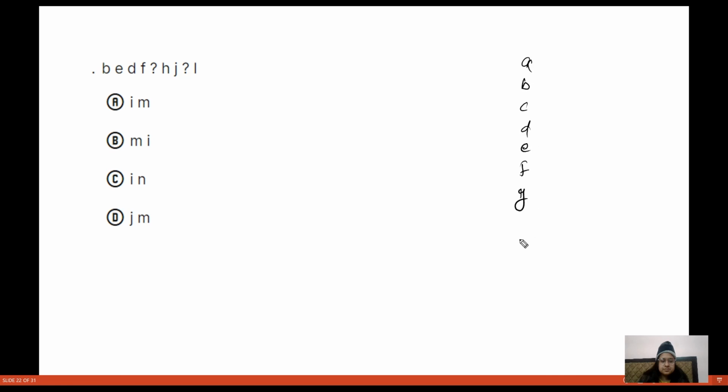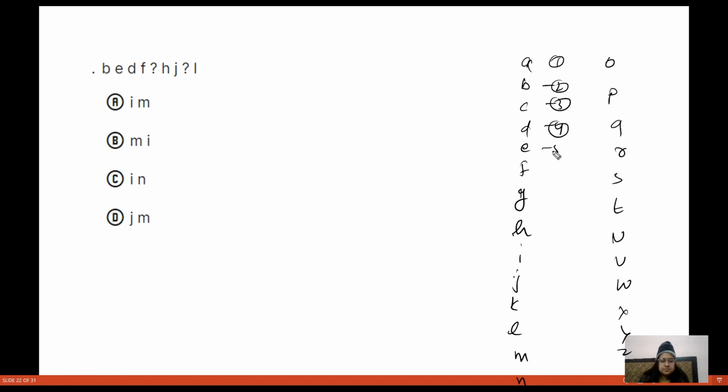E, F, G, H, I. See, I'm making this first only because we'll need it anyway. A, B, C, D, E, F, G, H, I, J, K, L, M, N, O, P, Q, R, S, T, U, V, W, X, Y, Z. So we have 1, 2, 3, 4, 5, 6, 7, 8, 9, 10, 11, 12, 13, 14, 15, 16. I think we won't need much more than this.